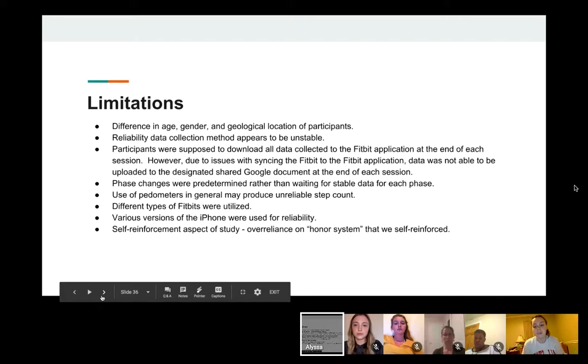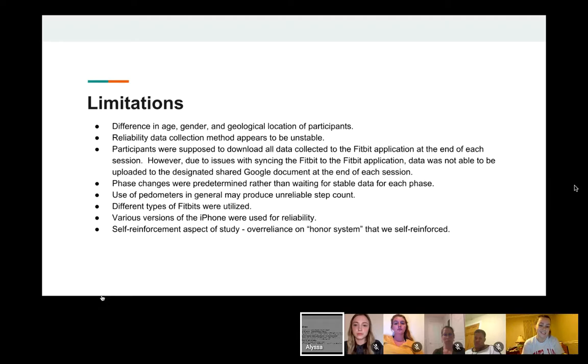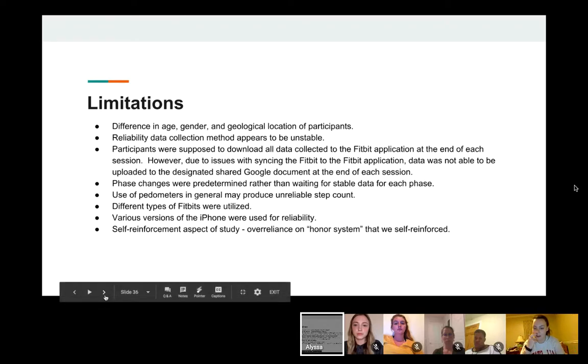Also, the use of pedometers in general is kind of limited. They don't really know if they work as well as people think, and different brands may produce different results or unreliable step counts.